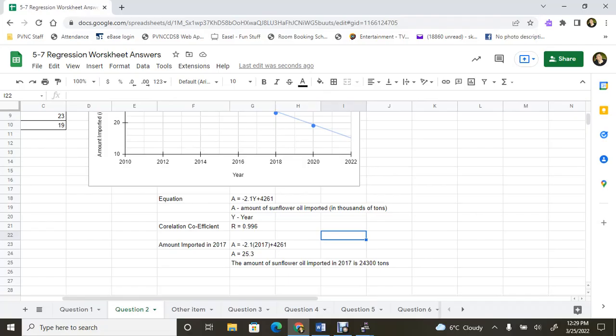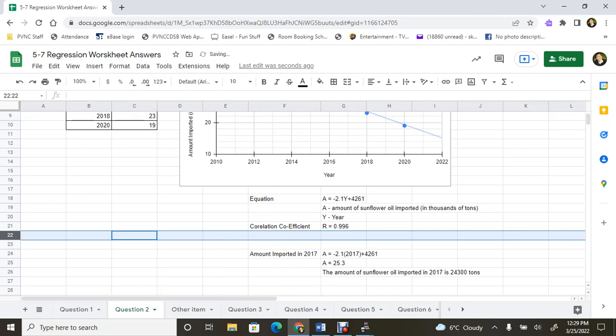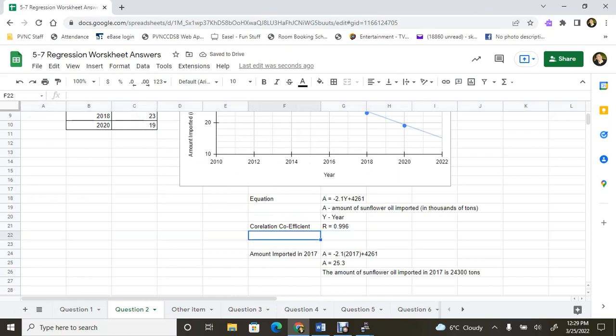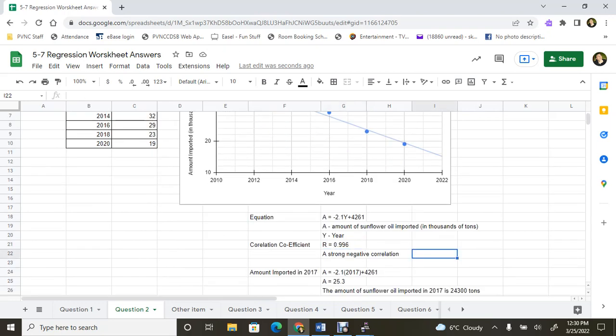We've got everything, but I forgot to describe the correlation there. So I'm going to add the description of the correlation, which I forgot to put in. So I'm going to insert a row above here. And here we got the correlation, this R. This is a strong positive correlation. No, it's negative. What am I talking about? Strong negative correlation because it goes down. How do we know that? Well, since it's close to 1, we know it's strong. We know it's negative because it goes down. So it's a strong negative correlation.